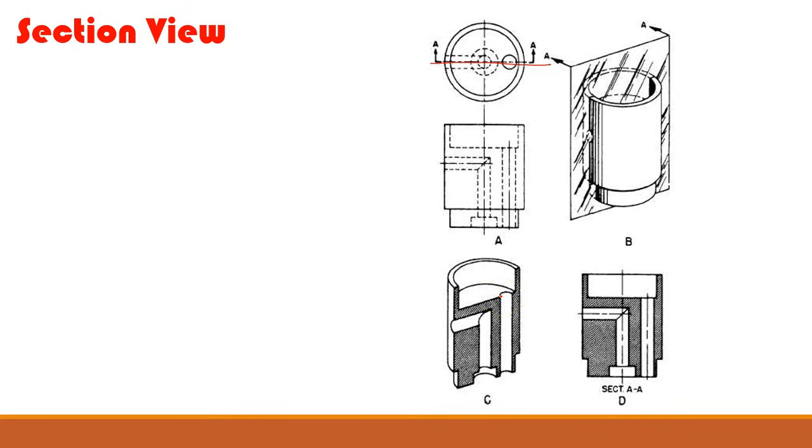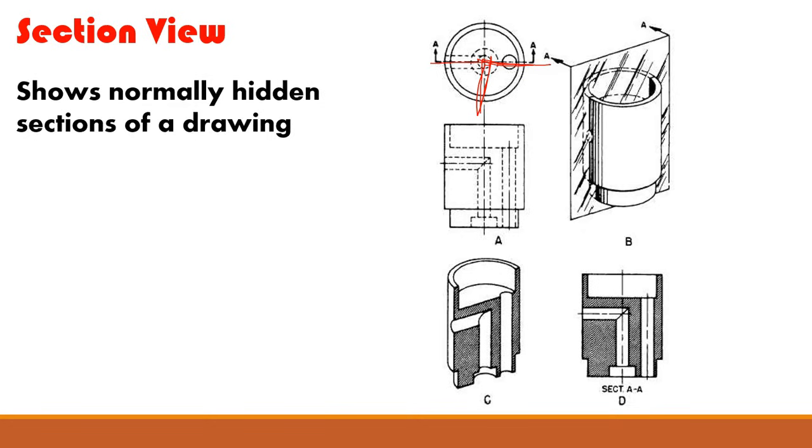And that's the importance of a section view. It allows you to see what's going on inside of the part, while still maintaining some of your external sections. And a section view doesn't have to be a straight line. It can actually be a line that cuts across. They could have just as easily shown the section going along this particular path and have a 90-degree section cut out of the component. So it shows normally hidden sections of a drawing.